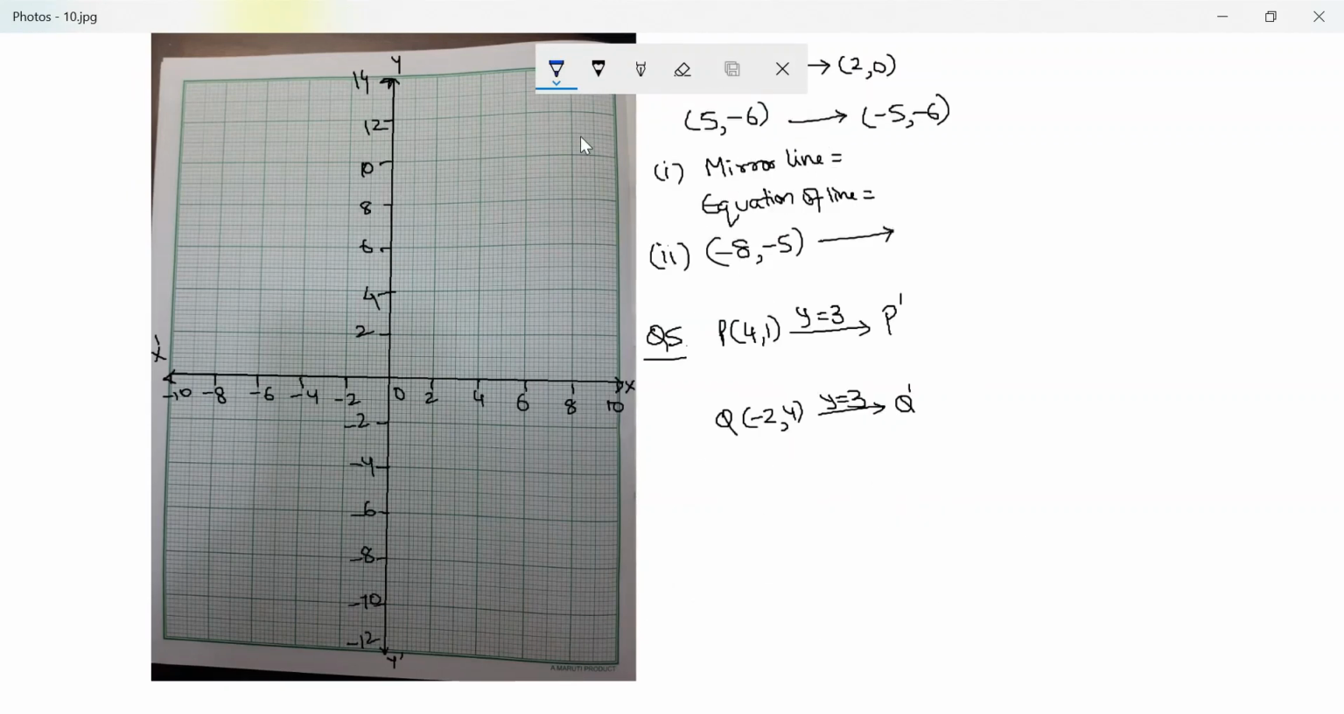Next question, question number 4. It says the point negative 2 comma 0 on reflection in a line is mapped to 2, 0. I think this part of my screen is hidden, so I'll write this as negative 2 comma 0 changes to 2 comma 0. Perfect. And the point 5 negative 6 changing to negative 5 negative 6.